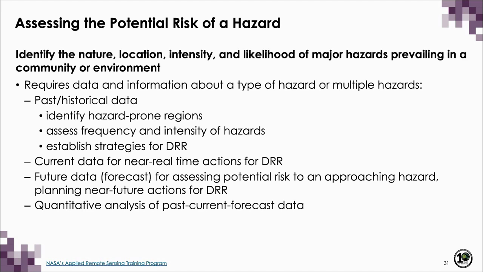Assessing the potential risk of a hazard requires identification of the nature, location, intensity, and likelihood of major hazards prevailing in a community or environment. What that requires is data and information about the type of hazard or multiple hazards affecting the community or area. That requires looking at past or historical data to identify hazard-prone regions, assess frequency, probability, and intensity of hazards, and establish strategies for disaster risk reduction. Also, it requires current data for near real-time action for disaster risk reduction. So based on DRA, based on past data, you can apply from that experience how to deal with current disasters.